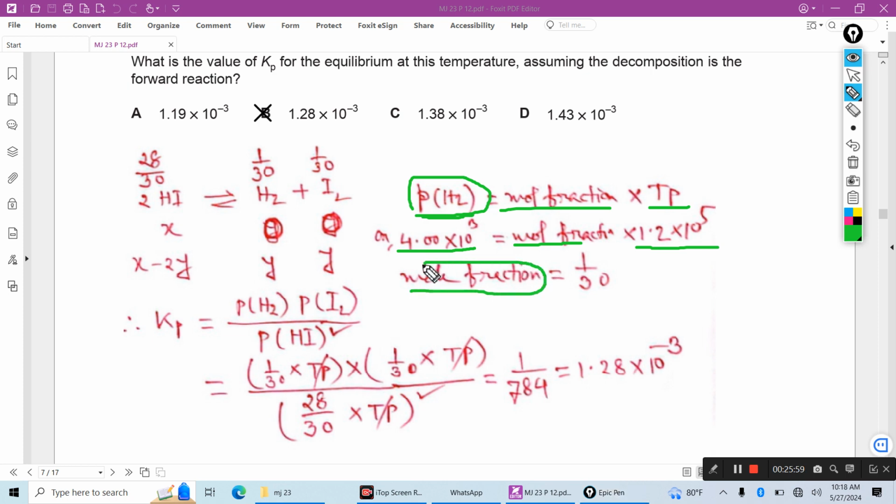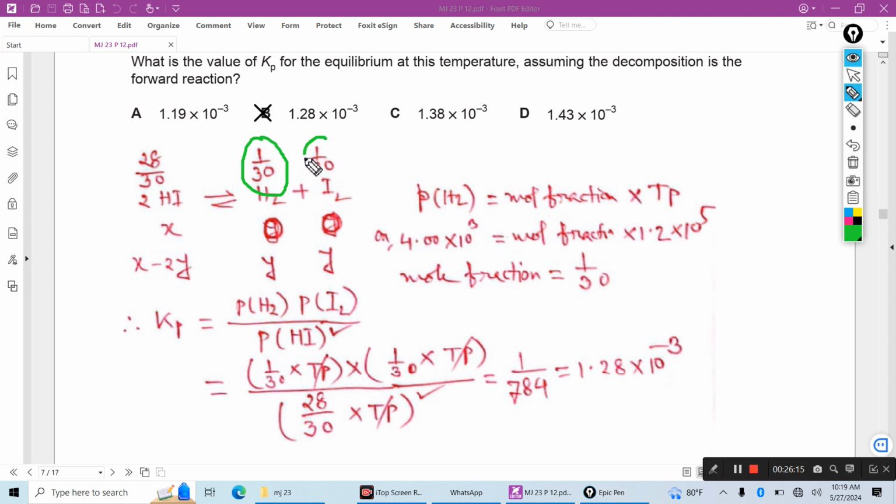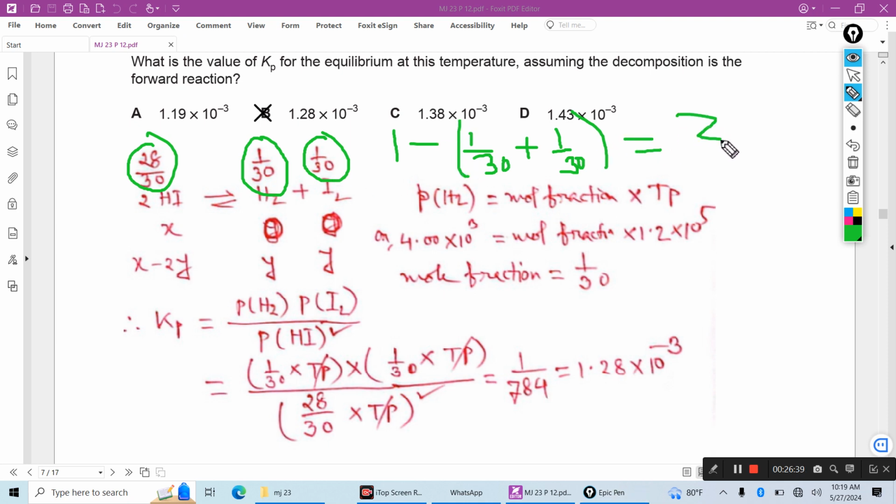So the mole fraction of hydrogen will be 1 by 30. So now mole fraction of hydrogen is 1 by 30, also mole fraction of iodine is 1 by 30. The mole fraction of hydrogen iodide will be, total mole fraction 1, so 1 minus 1 by 30 plus 1 by 30. So you will get 28 by 30 as the mole fraction of hydrogen iodide.